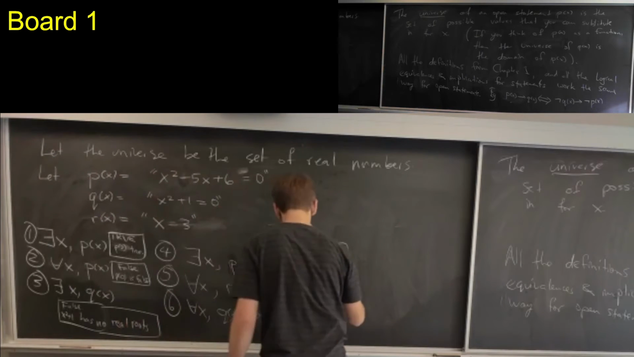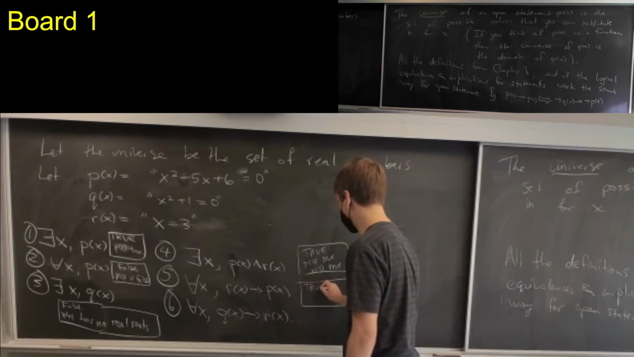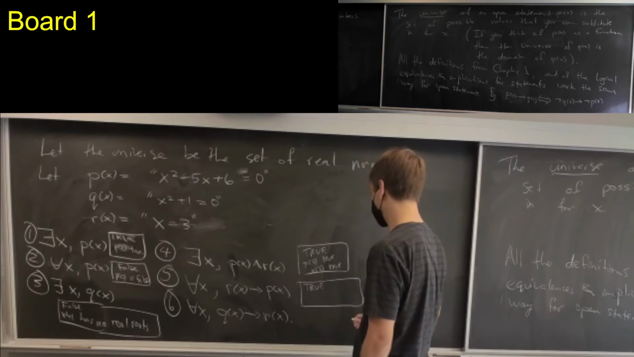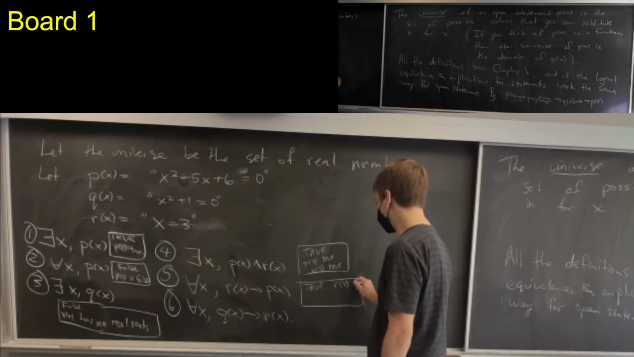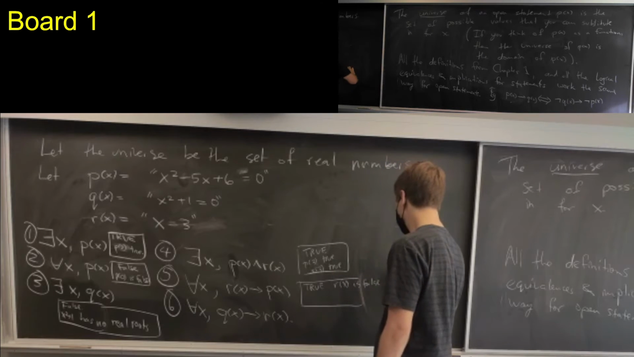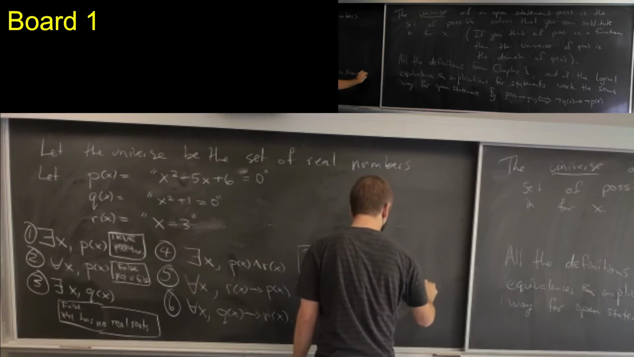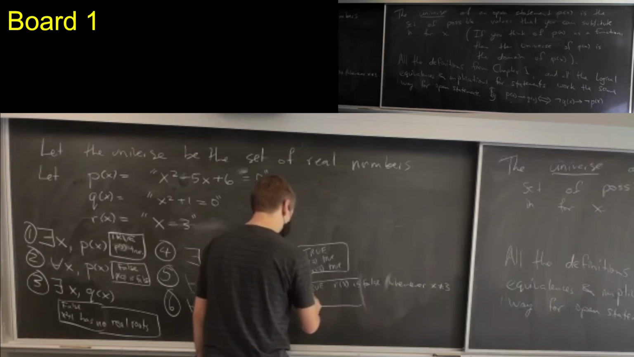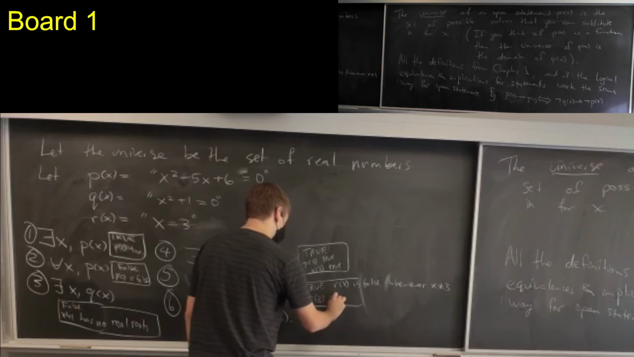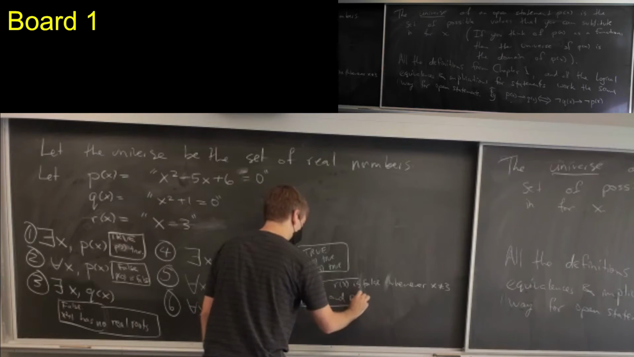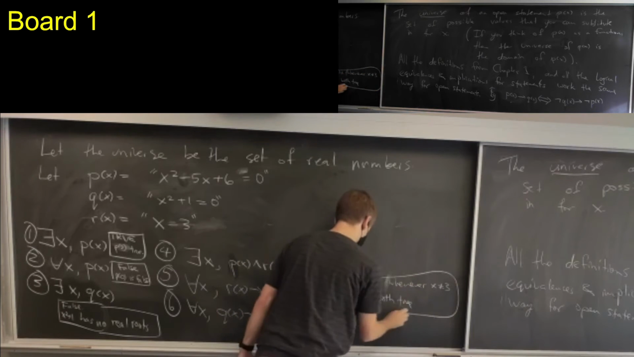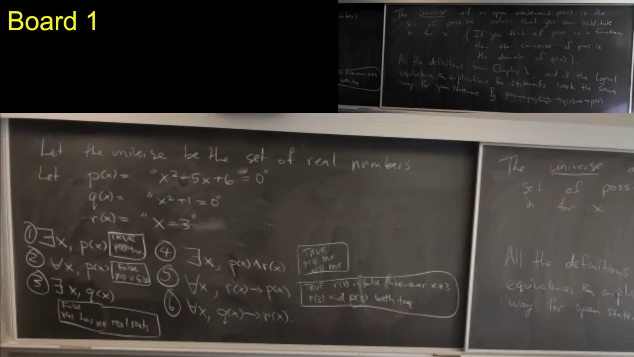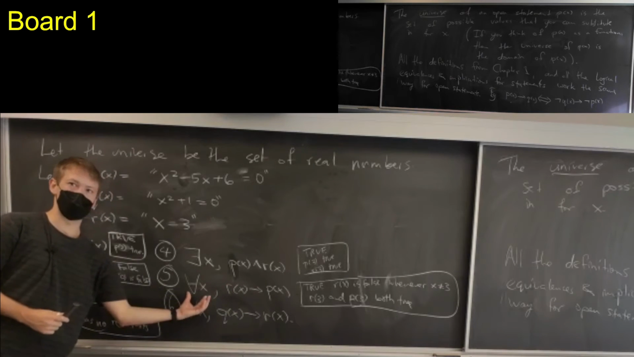Right, so this is true because R of x is false whenever x is not equal to 3, and R of 3 and P of 3 are both true. Okay, good. So this is true for every choice of x.